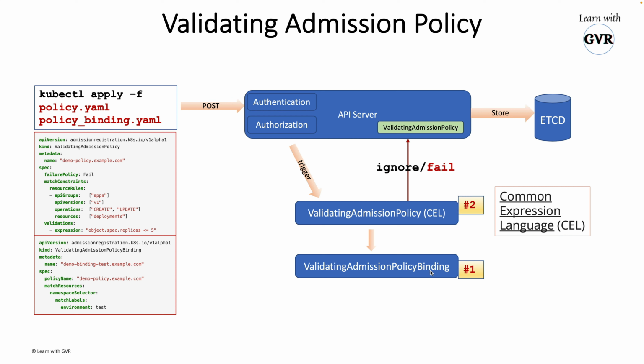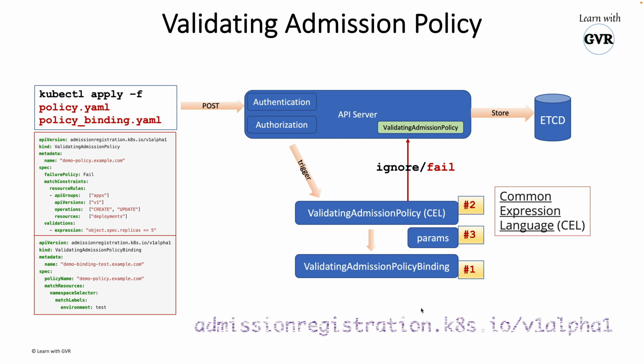So here 1 and 2, and there is another third one, which is parameters, which is optional. If you want to use a parameter, you can use it. So overall, a validating admission policy will have two different things: a policy and a policy binding. The policy uses CEL, and the most important thing is that this is an alpha feature. So admissionregistration.k8s.io/v1alpha1 is the actual API.